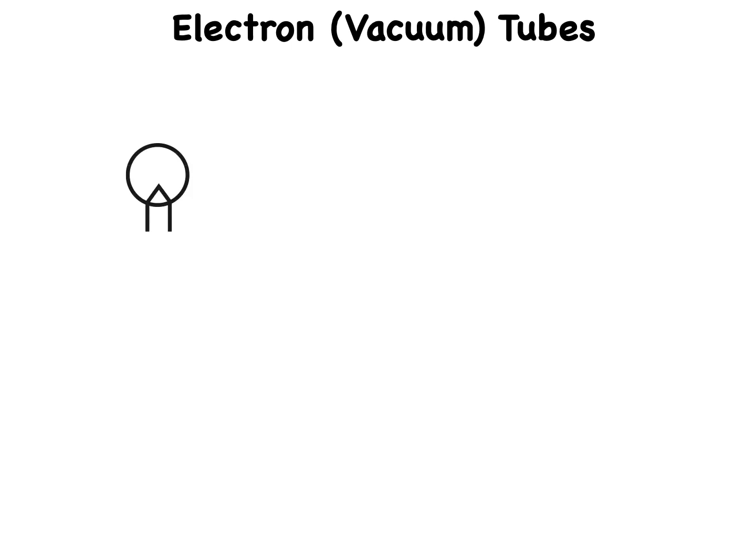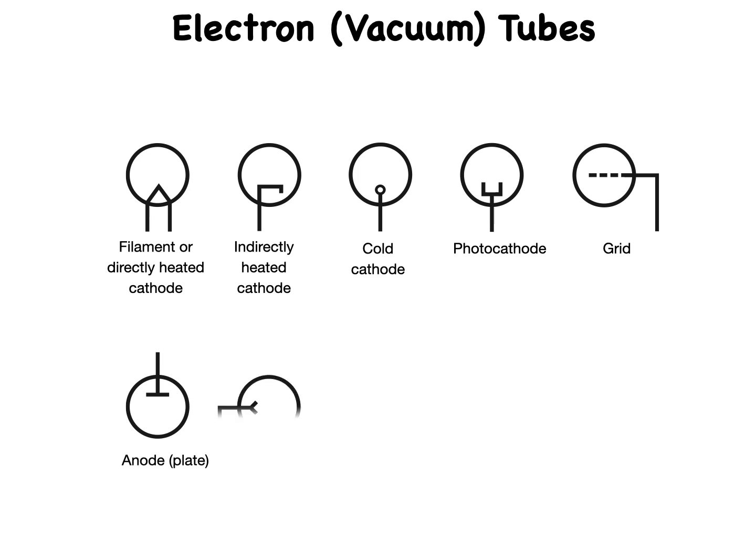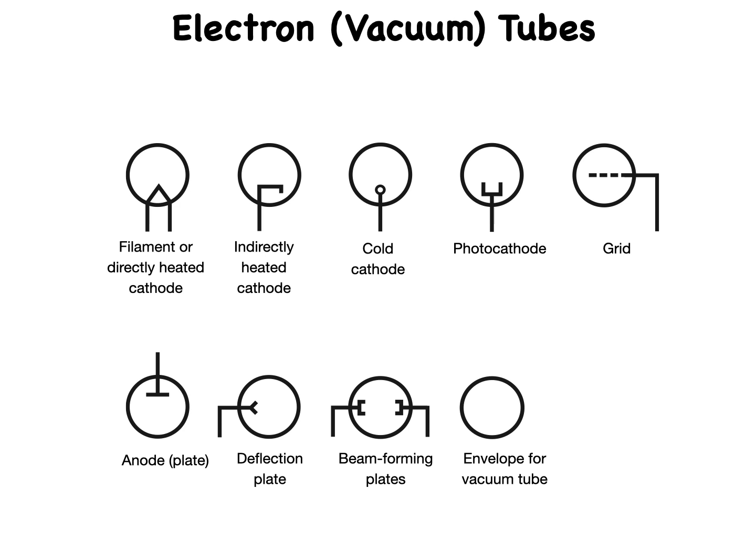Filament or directly heated cathode. Indirectly heated cathode. Cold cathode. Photocathode. Grid. Anode or plate. Deflection plate. Beam-forming plates. Envelope for vacuum tube. Envelope for gas-filled tube. All tube elements are surrounded by a circle, which represents the tube envelope. Occasionally, the circle is omitted from some tube symbols in schematic drawings, but that's not standard practice.